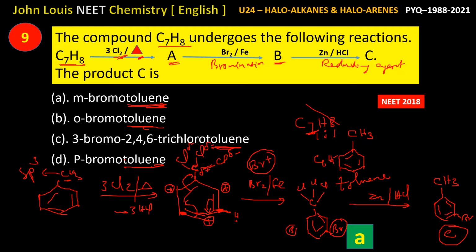That is compound B. And when it is reduced with zinc and hydrochloric acid, removal of chlorine and addition of hydrogen is reduction. Therefore, toluene is formed. Therefore, compound C is meta bromotoluene. Therefore, which option is correct? Here, option D is correct. Hope you understood it and everything is clear.